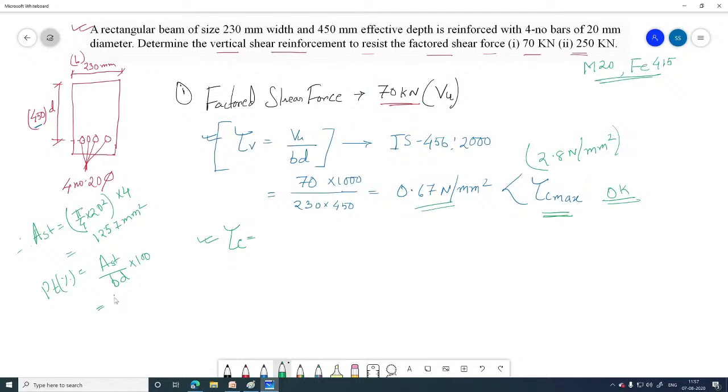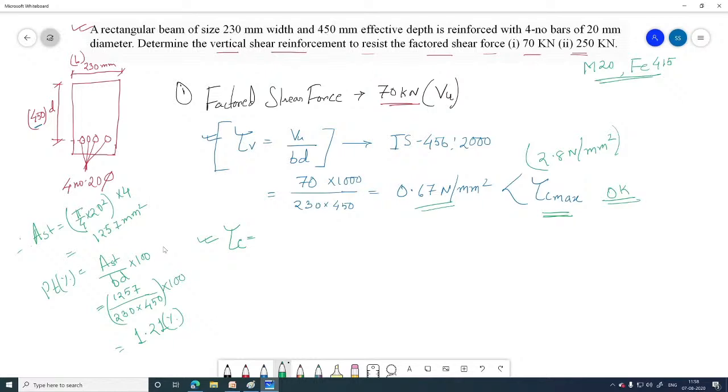So in place of Ast you can put 1257, and b is nothing but the width of the beam, that is 230, and the effective depth is 450. So multiply it with 100. The percentage of steel that you get is 1.21. Okay, 1.21 percentage.